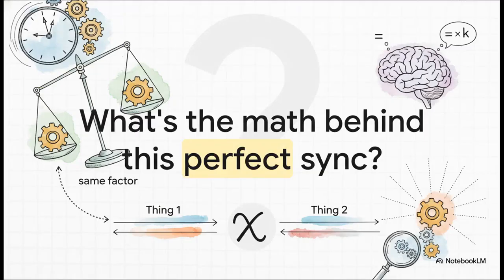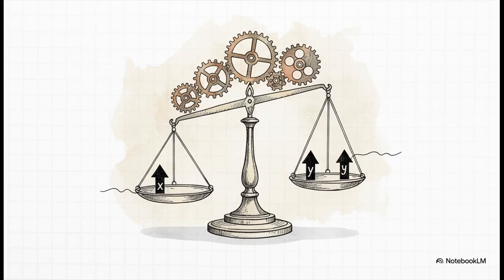So that leads to the question, what's actually going on under the hood? What's the real math behind this everyday thing where if one thing changes, another thing changes by the exact same amount? And here's the name for it. That perfect sync is called direct variation.